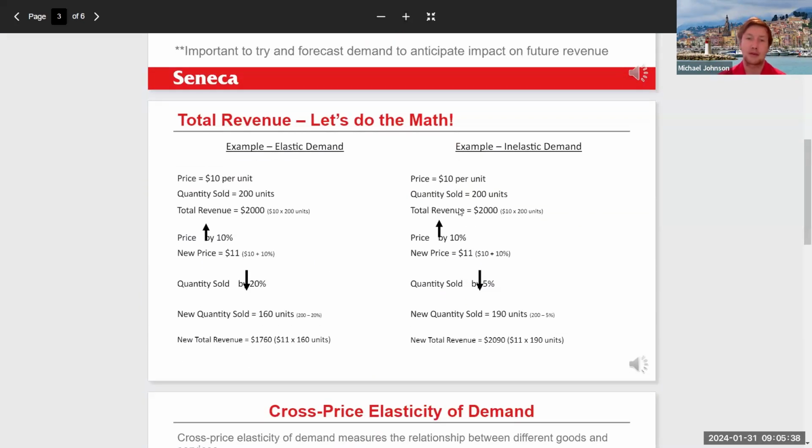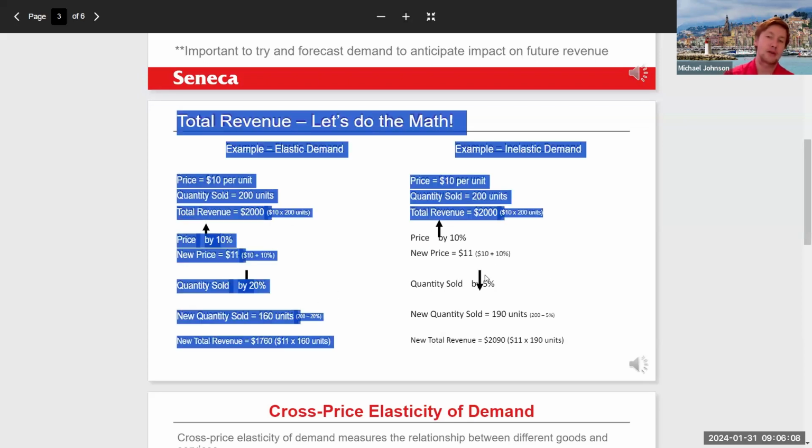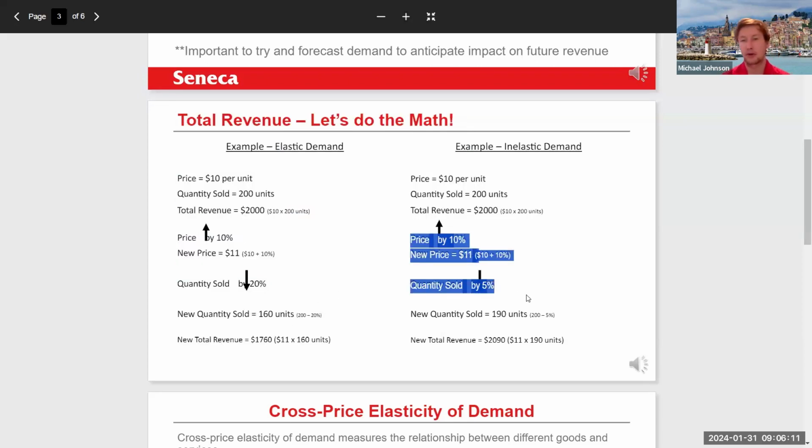Total revenue, let's do the math. So elastic demand: if the price goes up by 10%, the quantity sold will go down by more than 10%. And then in inelastic demand, if the price goes up by 10%, the quantity sold will go down by less than 10%. So as you can see here, for elastic demand, if the price goes up by 10%, quantity sold will go down by 20%. And then for inelastic demand, if the price goes up by 10%, quantity sold will go down by 5%. So as you can see, that's usually what happens.